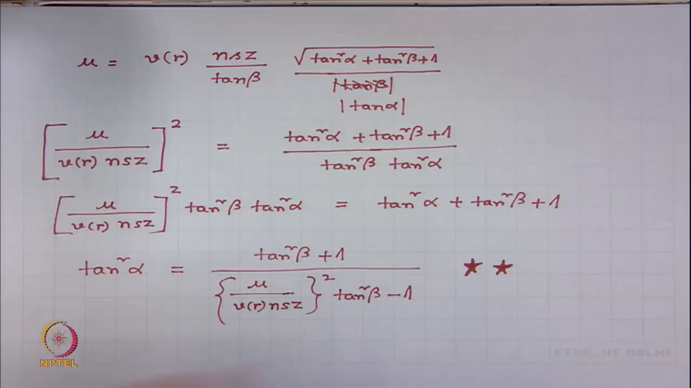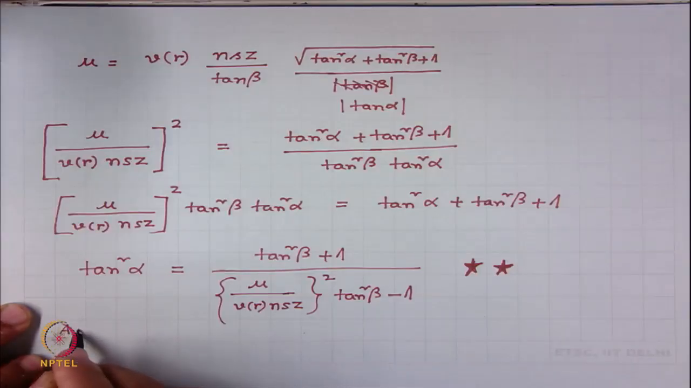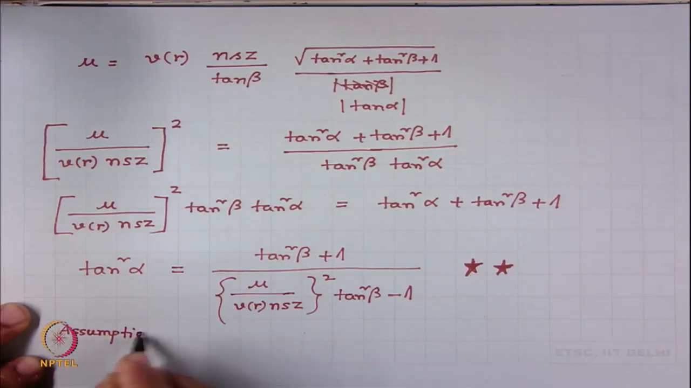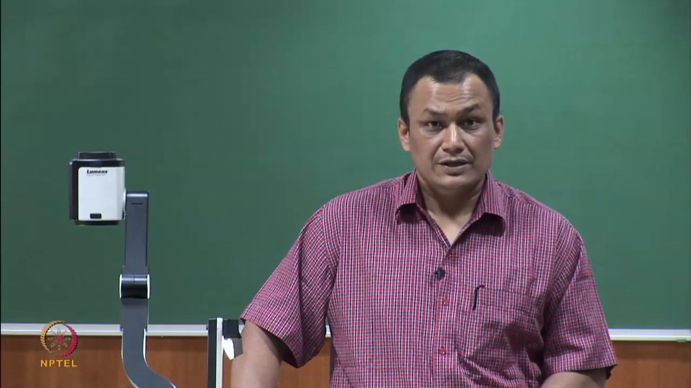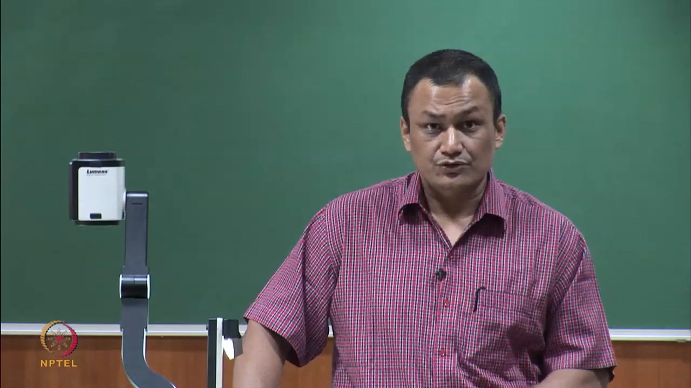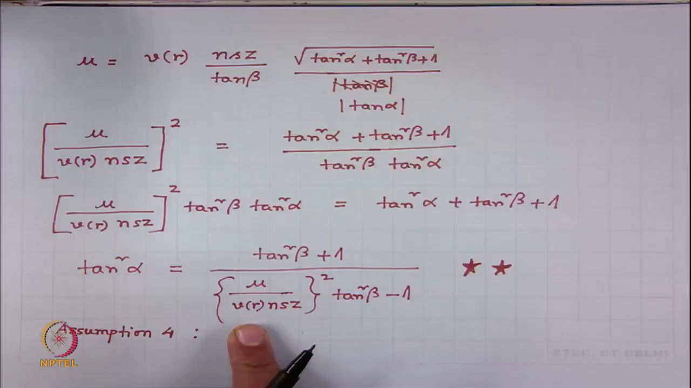Now, we introduce Taylor's fourth assumption. You remember, I already told you there were 4 assumptions. First 3 we have already talked about, the fourth one we did not say. Now, we are introducing fourth assumption, which will be required now. This nu r is a constant.